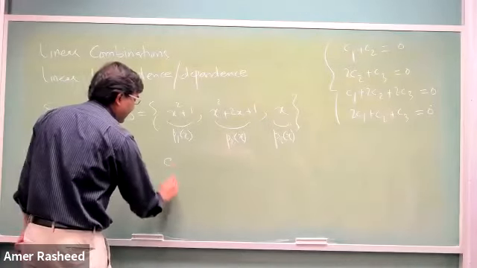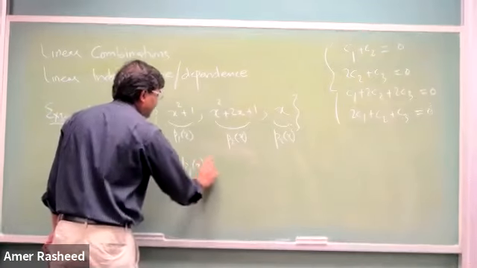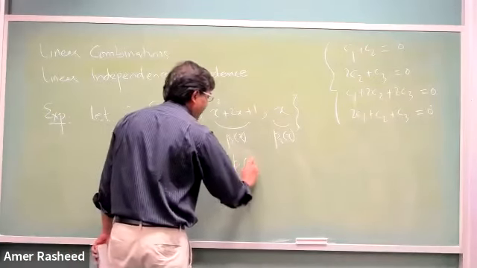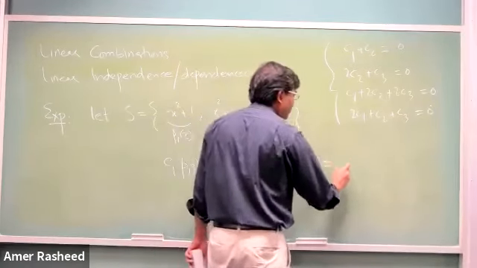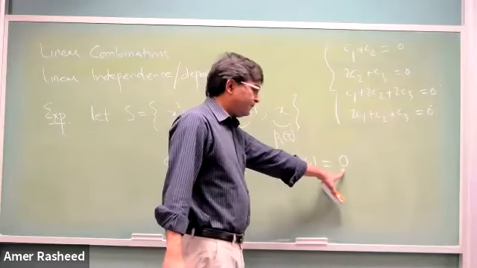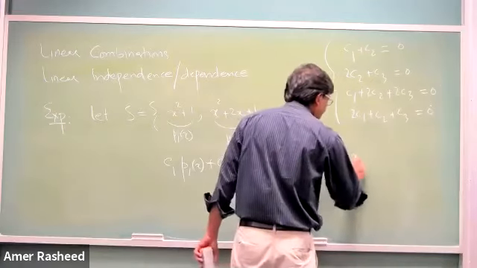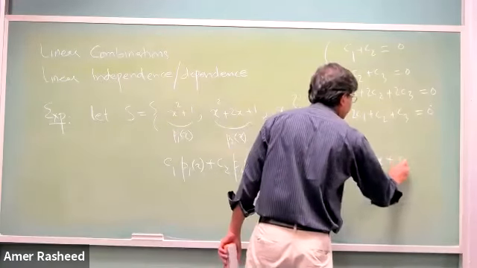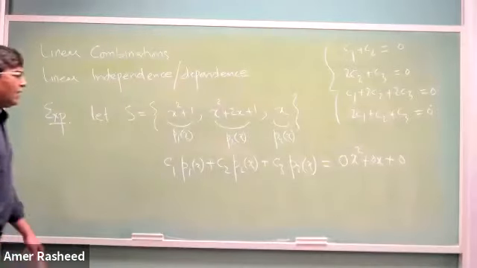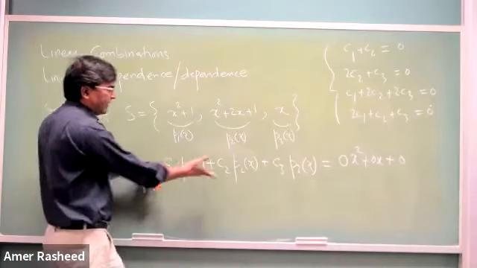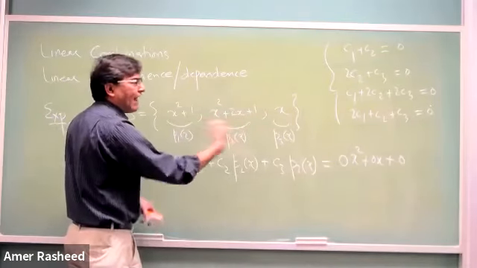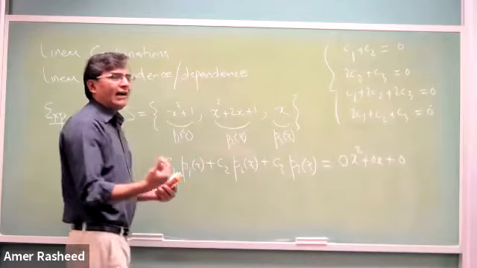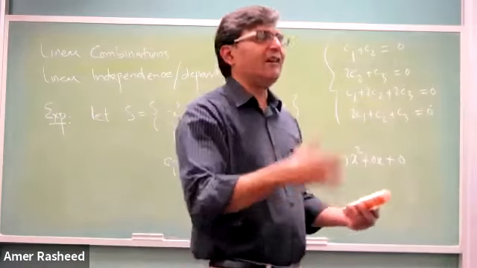So we write again C1 P1 of x plus C2 P2 of x plus C3 P3 of x equal to the 0 polynomial. This should be written as 0x squared plus 0x plus 0. Now, by multiplying C1, C2, C3 with these polynomials and comparing the coefficients of like powers of x, we can obtain a linear system of equations in C1, C2, and C3.